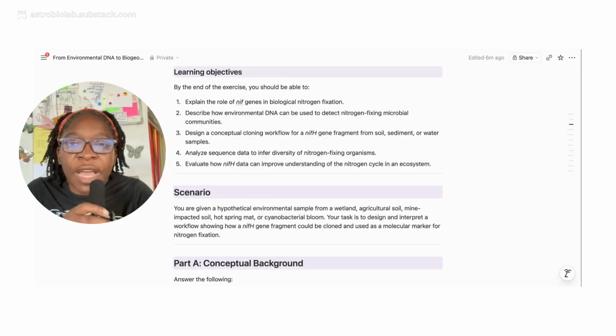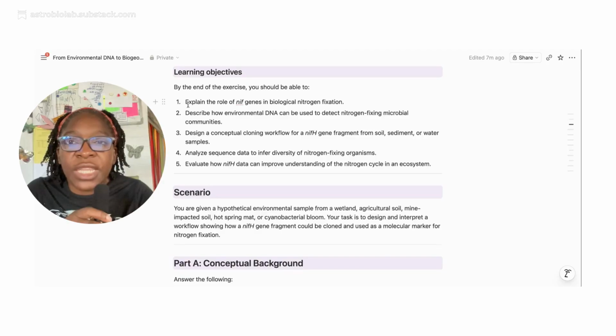You should be able to design a conceptual cloning workflow for a nifH gene fragment from a soil, sediment, or water sample. You should be able to analyze sequence data to infer diversity of nitrogen fixing organisms, and you should be able to evaluate how nifH data can improve understanding of the nitrogen cycle in an ecosystem.